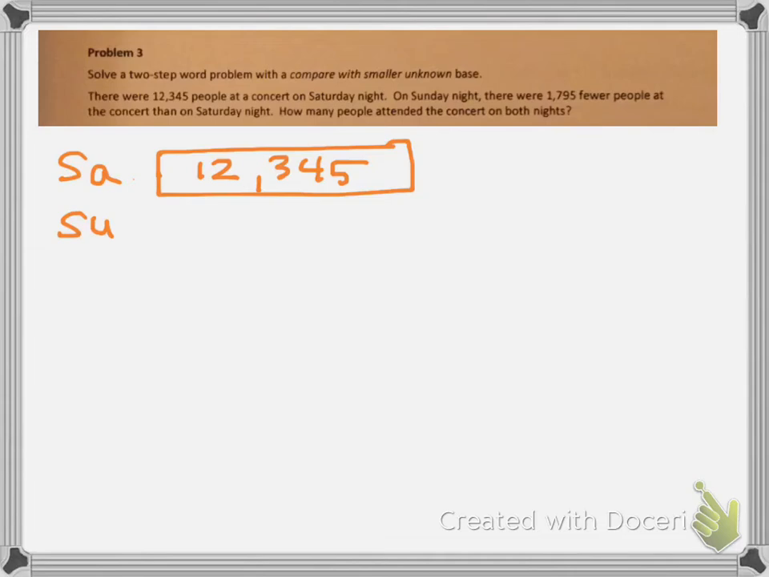We don't know the total, but we do know how much less it was, okay? We do know that it was 1,795 less than this one. So this right here, this box, is going to be what we're solving for. This number here, see how I line those up? That is the part that was less than.